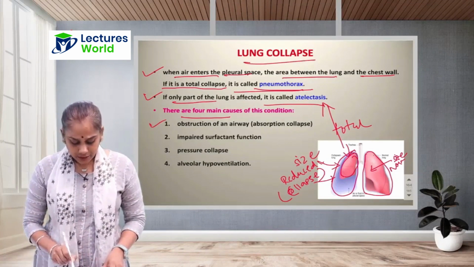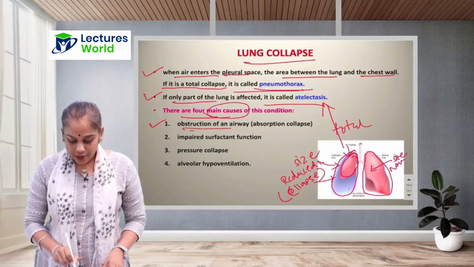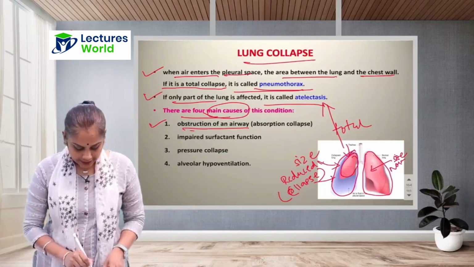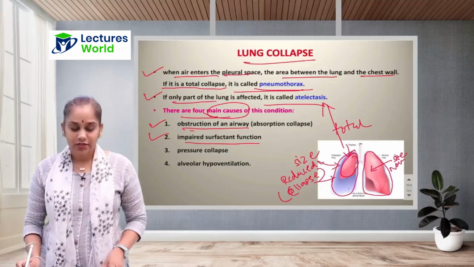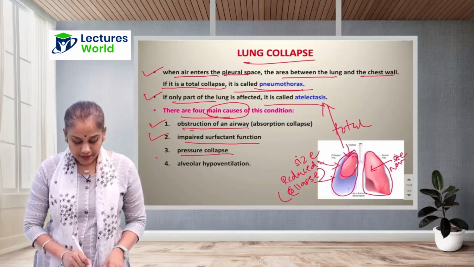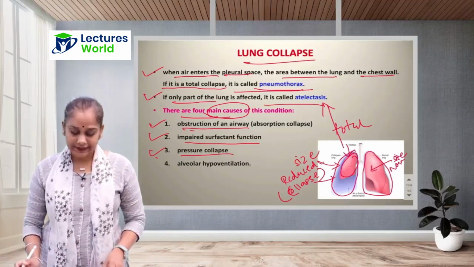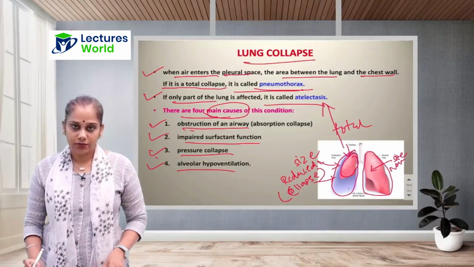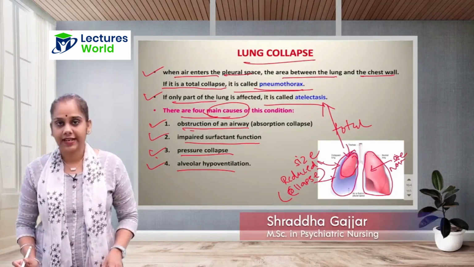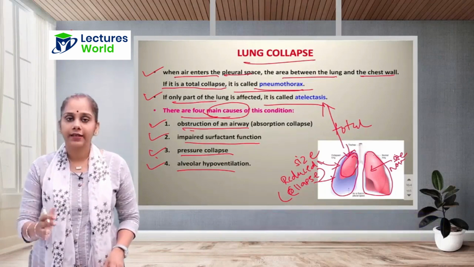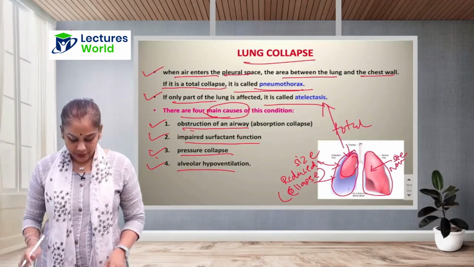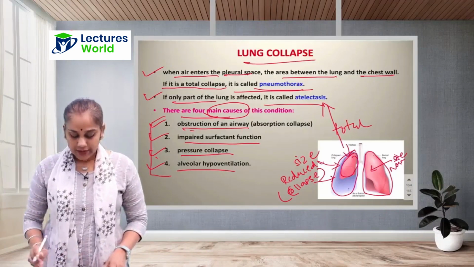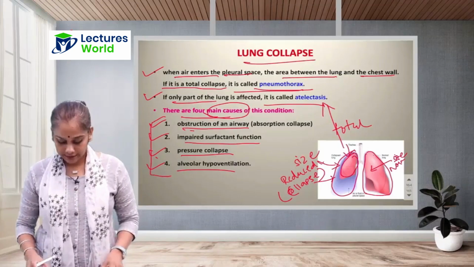There are four main causes. There is obstruction of the airway, at that time there is collapse of the lungs. Second one is impaired surfactant function. Third, pressure collapse, where there is pressure over the lungs. Then the fourth one is alveolar hypoventilation. The alveoli will be damaged, and hypoventilation of the alveoli also causes lung collapse. So these are the four conditions that can cause lung collapse.